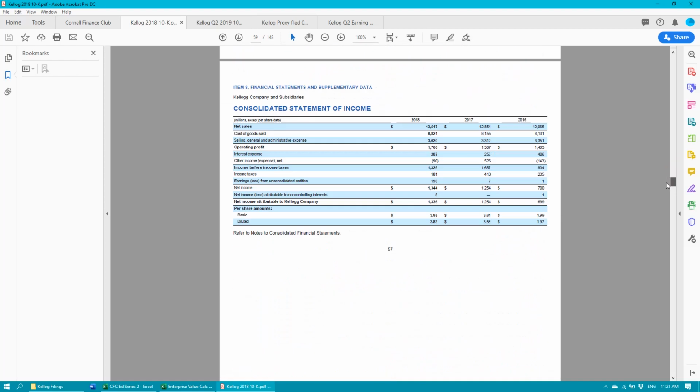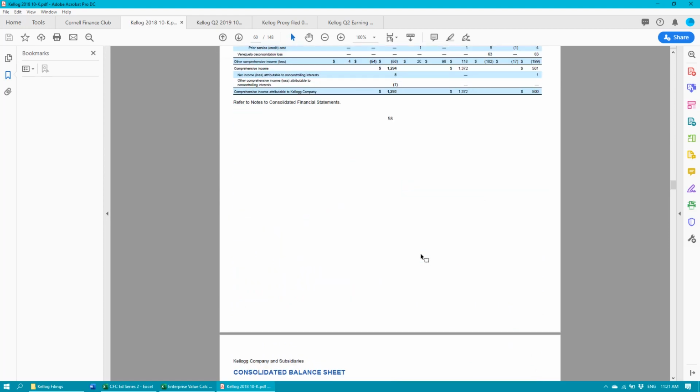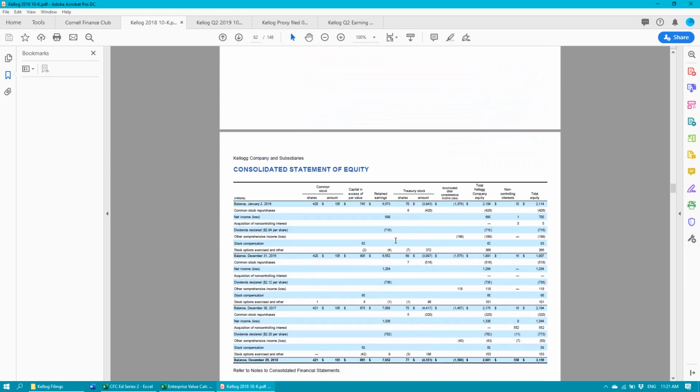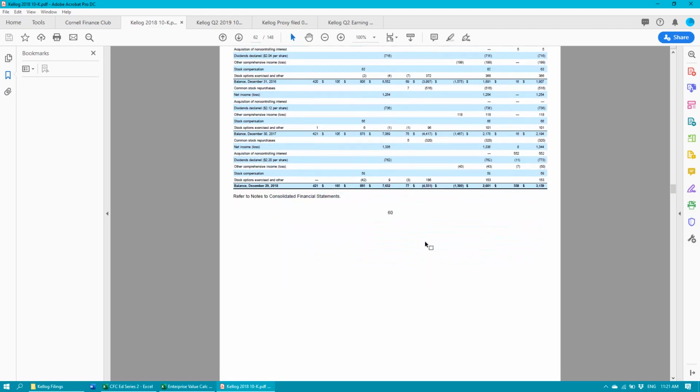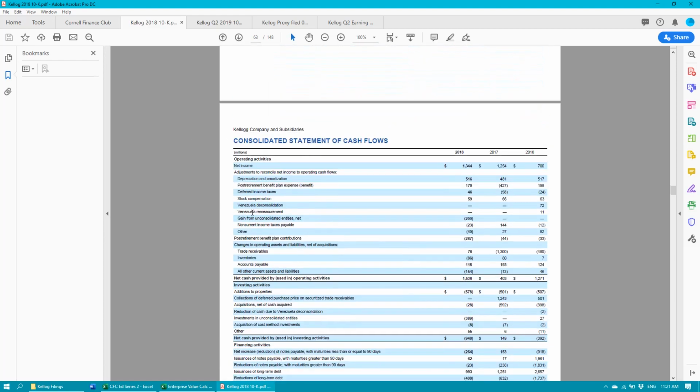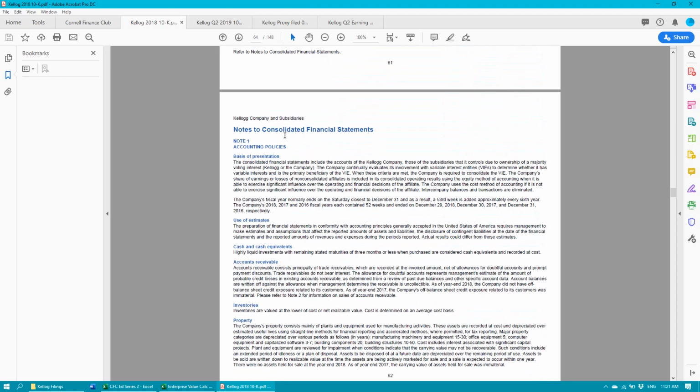And then if you go all the way down, you can see financial statements, supplementary data, consolidated statement of income. So this is the income statement, the balance sheet, and then this is a statement of equity. It's just saying who owns what types of equity exists. Then you have the consolidated statement of cash flows, which is a cash flow statement. And then you have a bunch of notes to them.